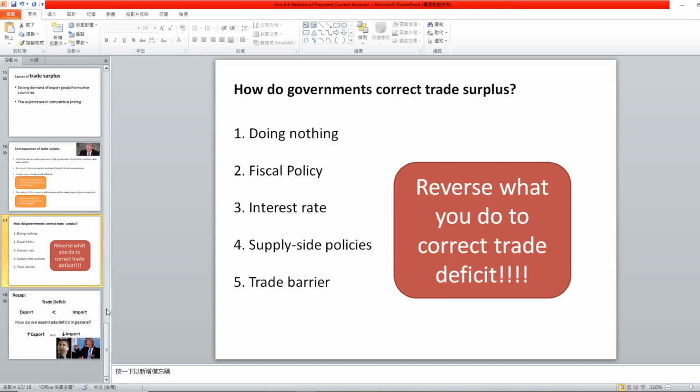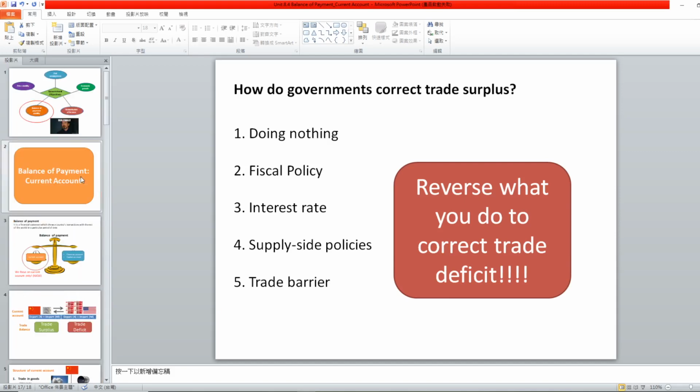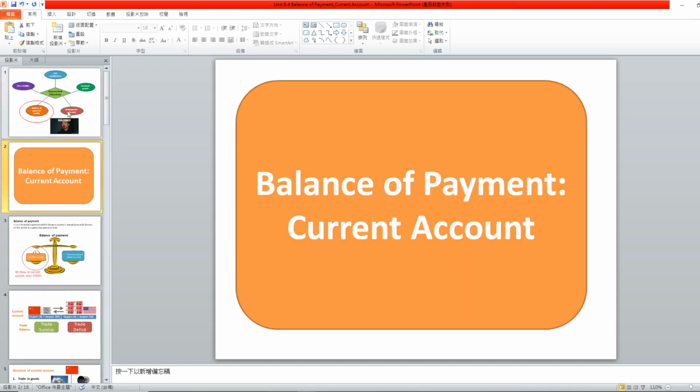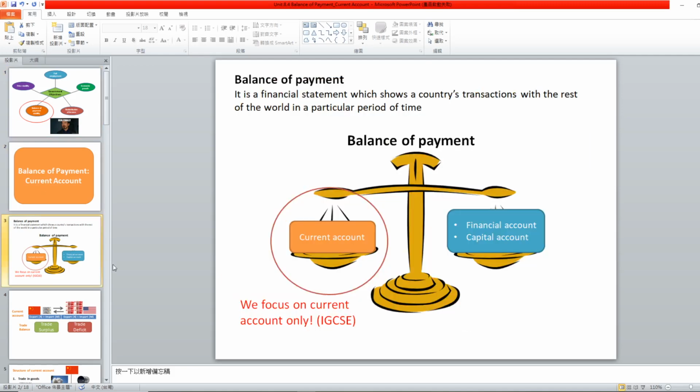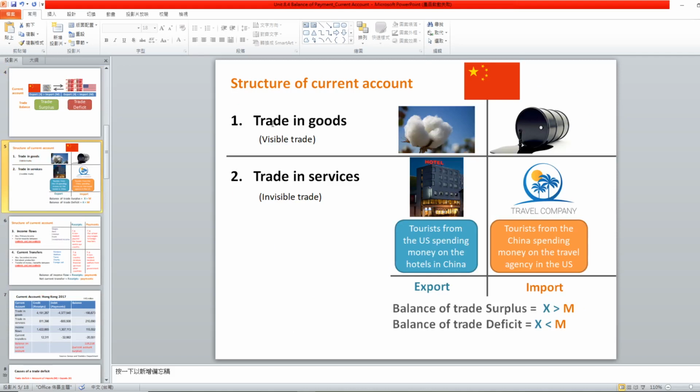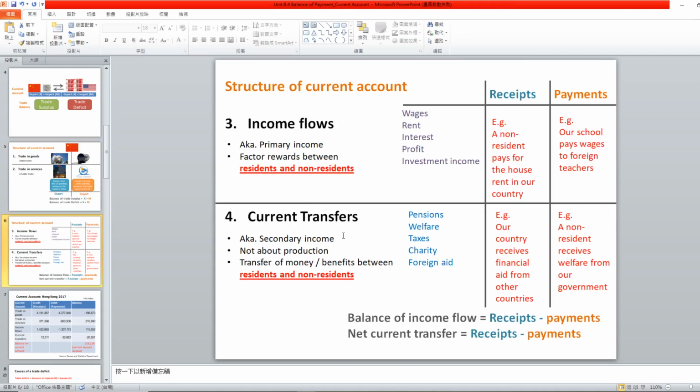So once again, a very quick recap for the very last chapter. We learned about the last government objective, which is having balance of payment stability. We focus on the current account, and in the current account we talk about the 4 items: trading goods, services, income flows and current transfers. They are all about money inflow and outflow.